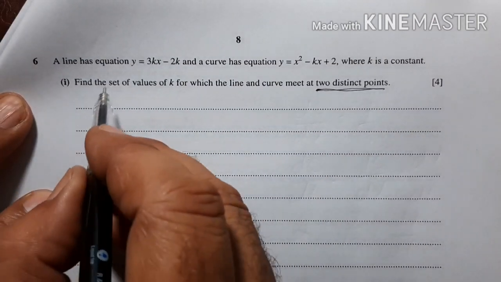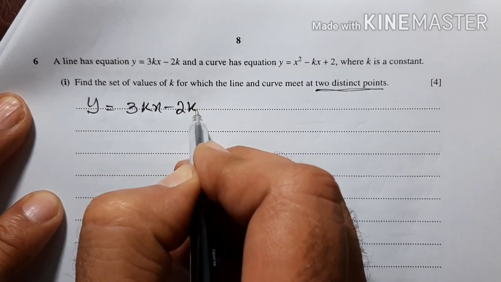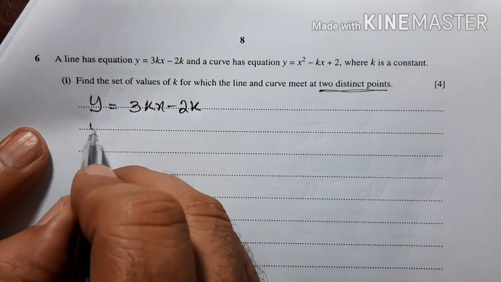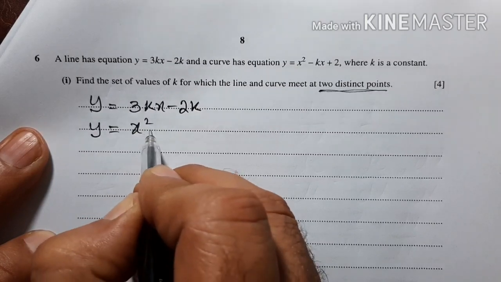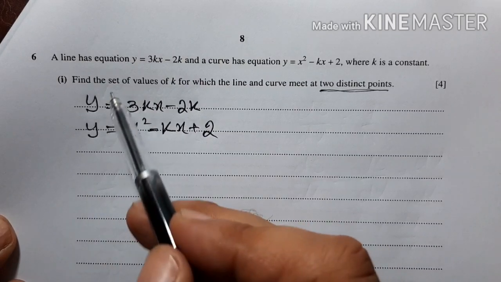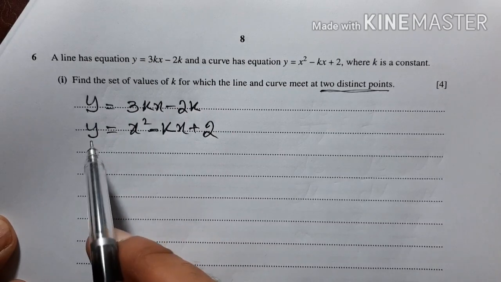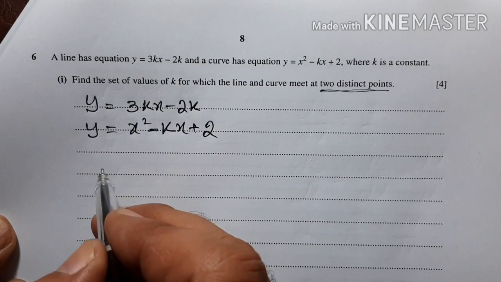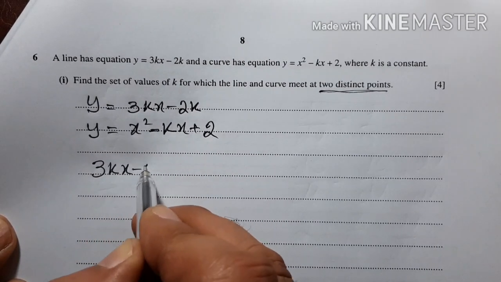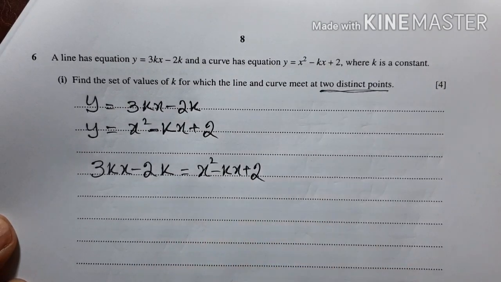So I got equation of line, which is 3kx minus 2k, and I got equation of curve, which is y is equal to x square minus kx plus 2. So I will solve both of these equations by putting the value of y from 1 here. So my overall equation will be 3kx minus 2k is equal to x square minus kx plus 2.